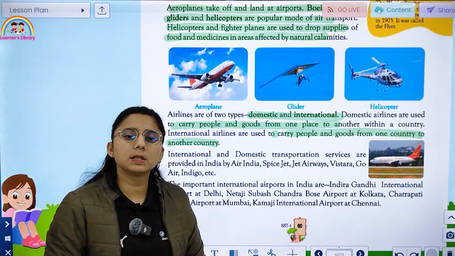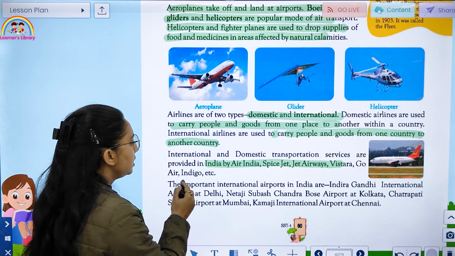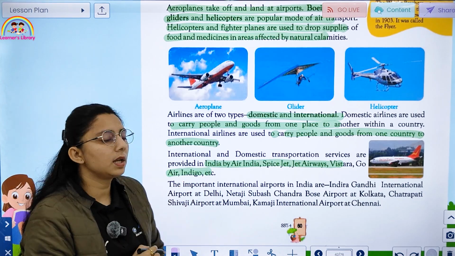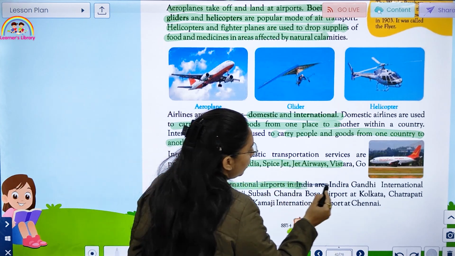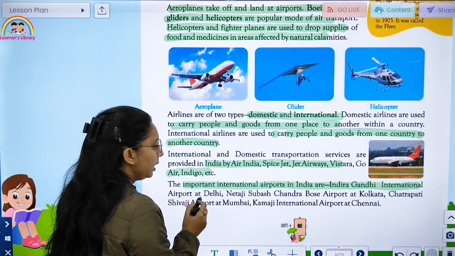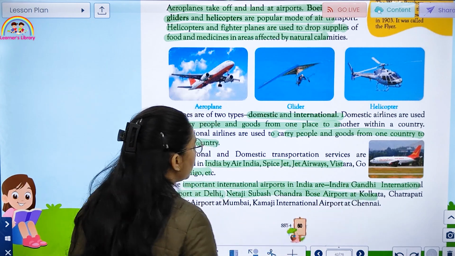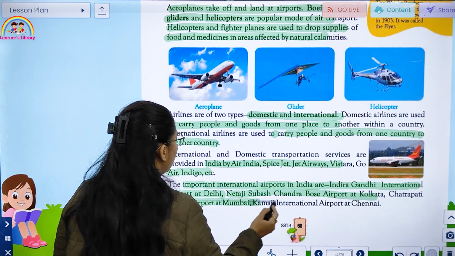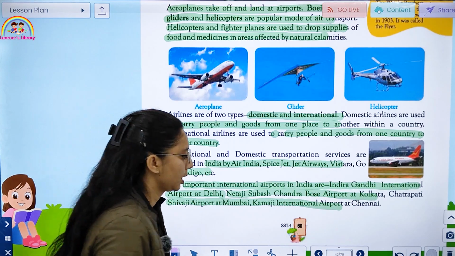International and domestic transportation services are provided in India by Air India, SpiceJet, Jet Airways, Vistara, Go Air or Indigo. The important international airports in India are Indira Gandhi International Airport at Delhi, Netaji Subhash Chandra Bose at Kolkata, Chhatrapati Shivaji Airport at Mumbai and Kamaraj International Airport in Chennai.